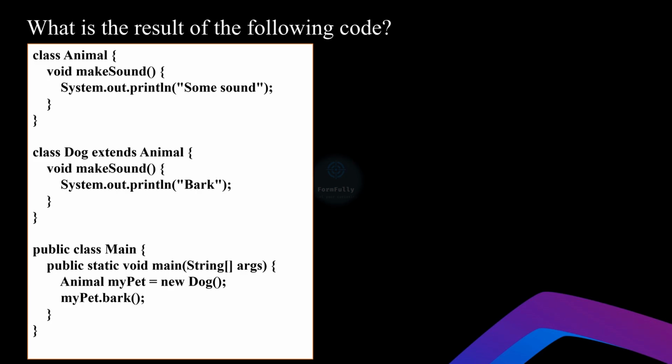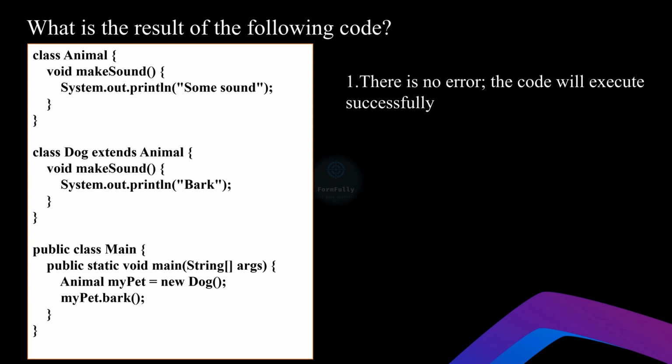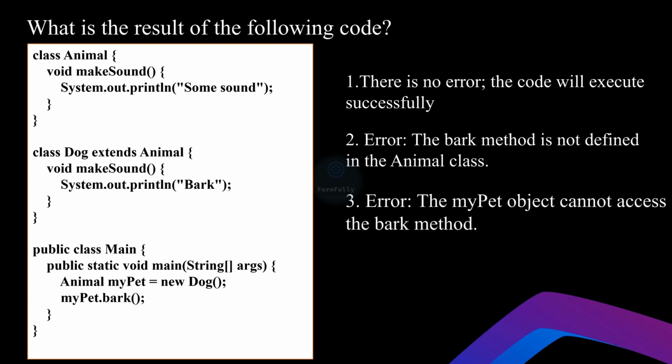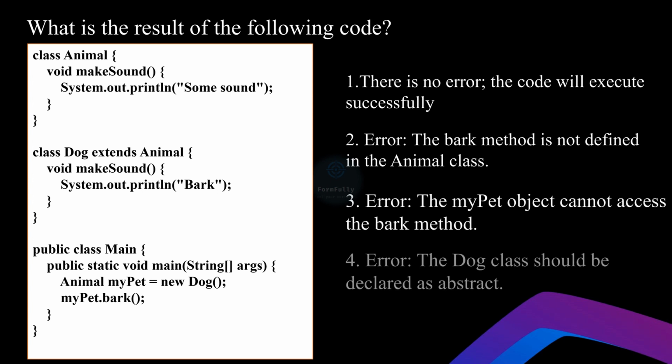Moving to the next snippet question. What is the result of the following code? There is no error, the code will execute successfully. Error, the bark method is not defined in the animal class. Error, the myPet object cannot access the bark method. Error, the dog class should be declared as abstract. First think about the code and get ready with your answer.